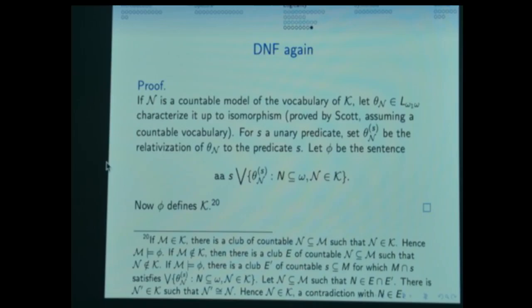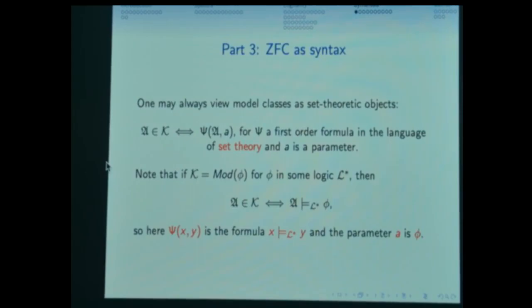Okay, so that's logicality. Here's a question for you. We're thinking about model classes, and the question is, when they have syntax, is set theory the syntax of the class? So you can always view a model class as a set theoretic object. In fact, first order set theory, right? So for this class K, there will be a first order formula in the language of set theory and a distinguished parameter. So if K is mod phi for phi in some logic L star, then of course we will have this. So here the parameter is just a formula.